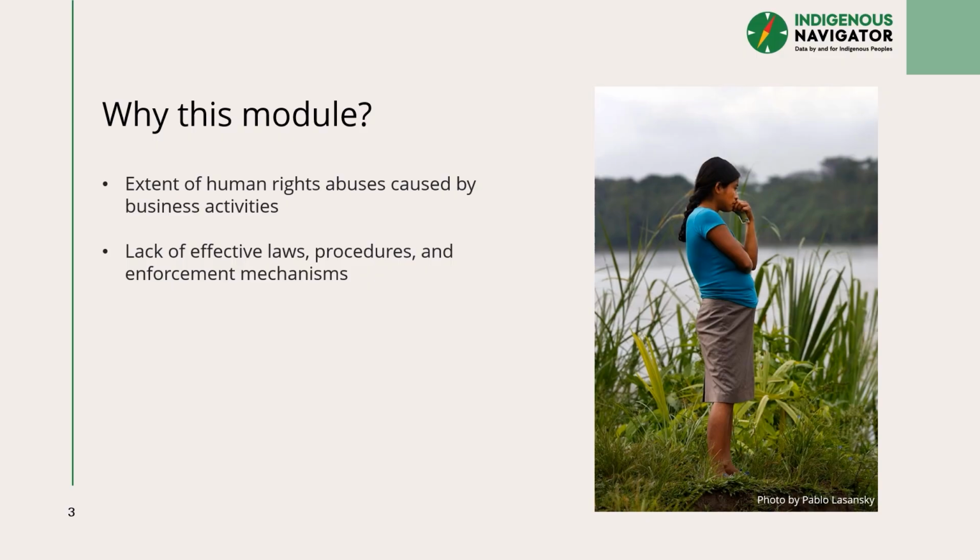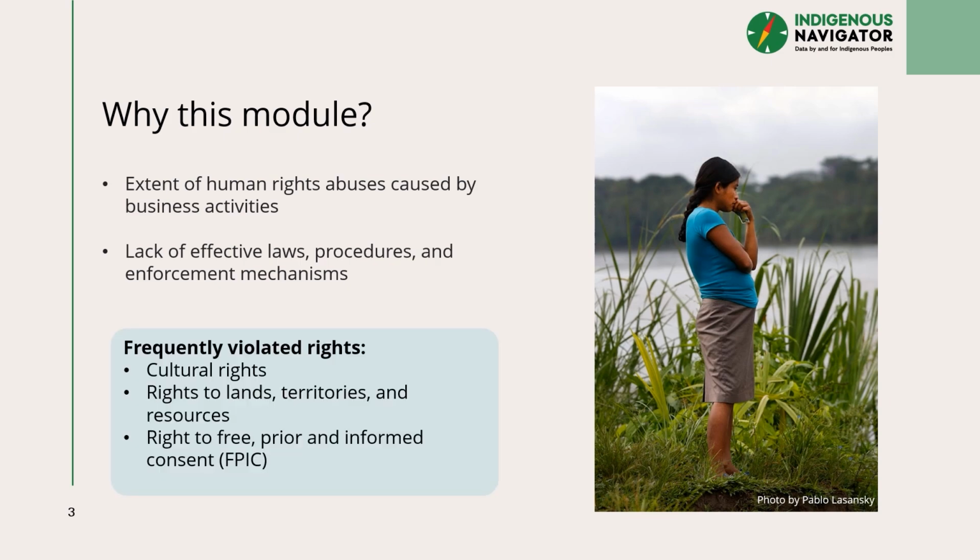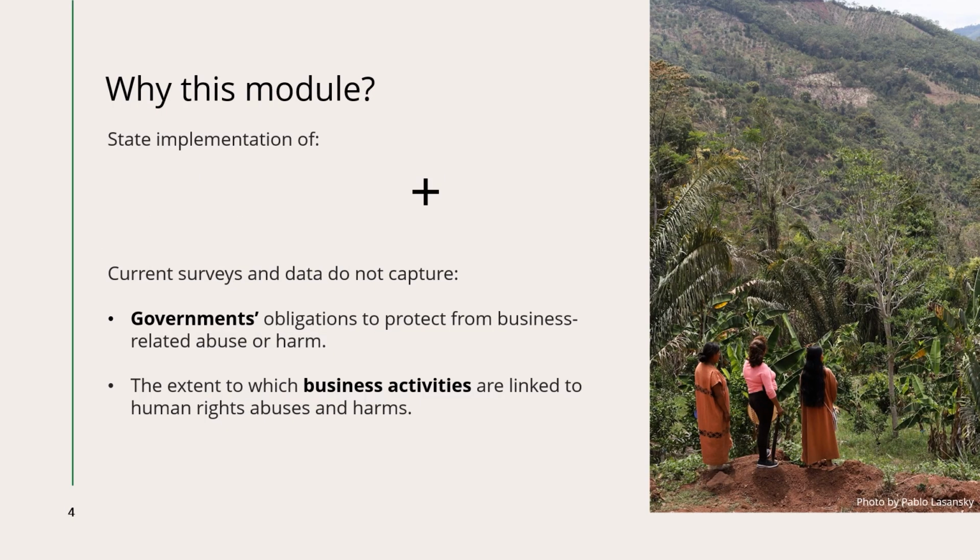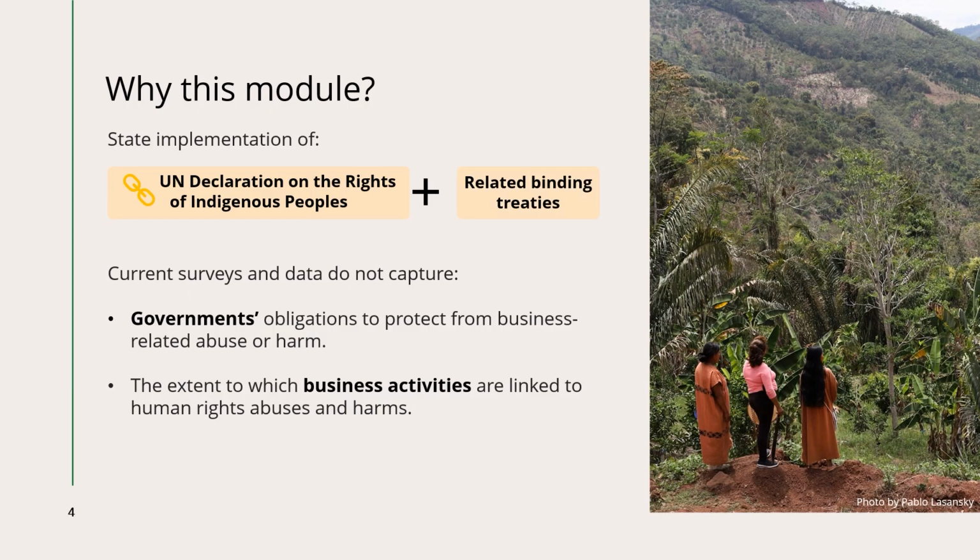As a result, Indigenous peoples' rights are frequently violated, notably their cultural rights, their rights to land, territories, and resources, and their right to free, prior, and informed consent, also known as FPIC. The Indigenous Navigator has long provided a way to track how well states are implementing the UN Declaration on the Rights of Indigenous Peoples, also known as UNDRIP, and related binding treaties. Indigenous communities have also used it to collect data on and analyze how their rights are being realized in practice.